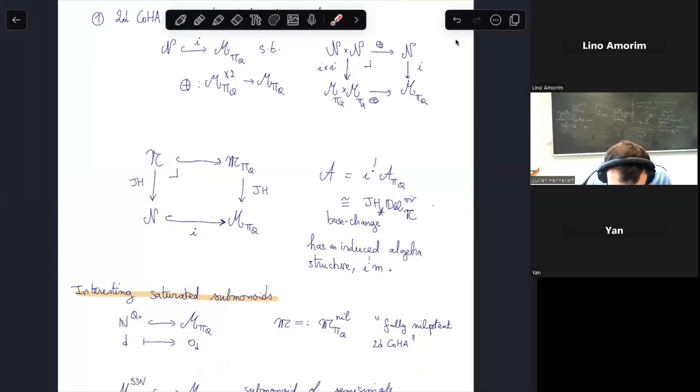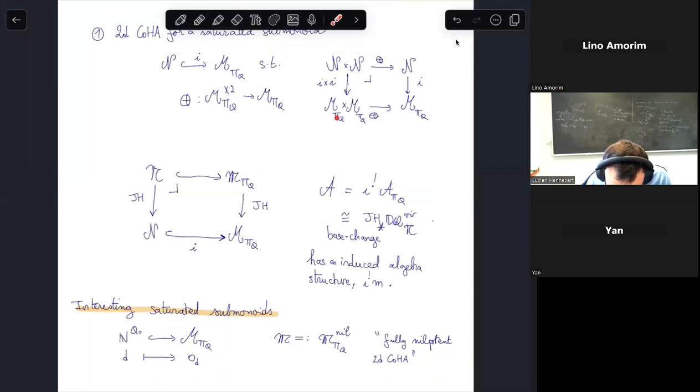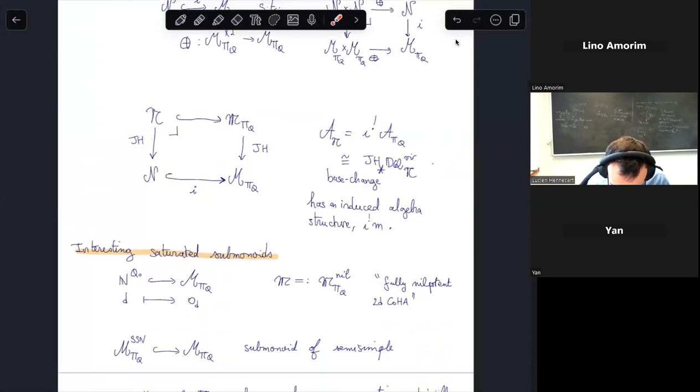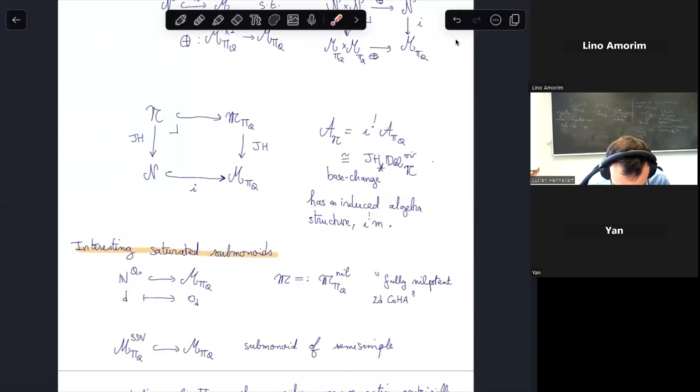Using this diagram, which is Cartesian by assumption, you can see that you get an algebra structure on this complex. Maybe I should put some N as a subscript here. And so you see that for any submonoid which is saturated, then you get a new algebra by restriction. So hopefully this notion of saturated submonoid is non-empty.